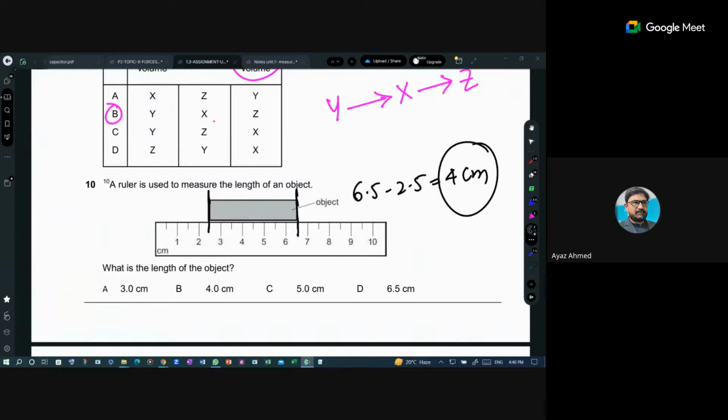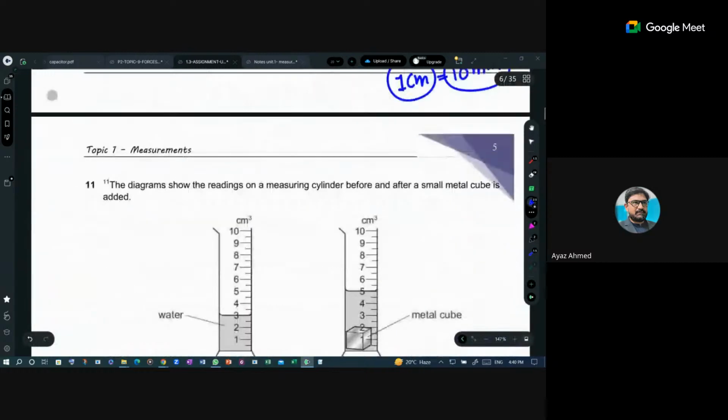Sometimes it can be asked in millimeters. So 4 centimeters equals how many millimeters? 40 millimeters. Why? Because 1 centimeter consists of 10 millimeters. Milli is smaller than centi, right? Okay, Hassan, clear? Yes, sir.